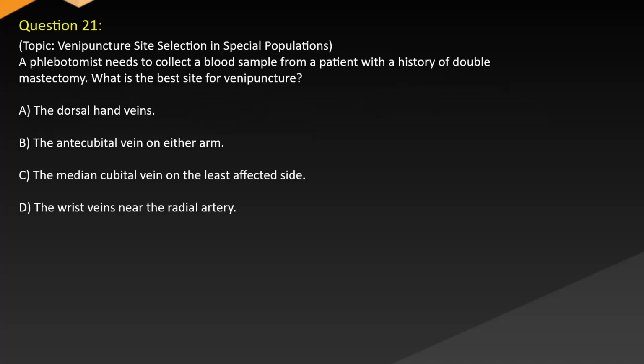Question 21. Topic: venipuncture site selection in special populations. A phlebotomist needs to collect a blood sample from a patient with a history of double mastectomy. What is the best site for venipuncture? A. The dorsal hand veins. B. The antecubital vein on either arm. C. The median cubital vein on the least affected side. D. The wrist veins near the radial artery.